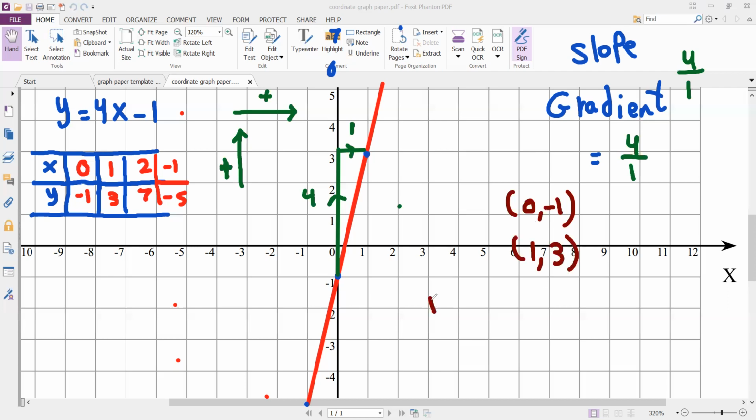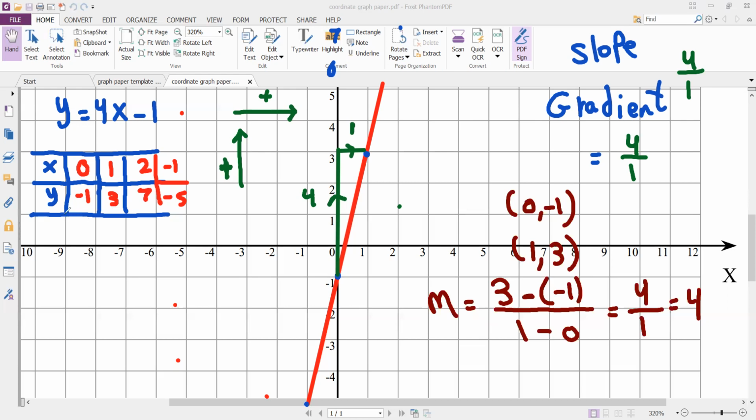Then find the gradient: m equals (y minus y) over (x minus x). So let's say 3 minus -1 over 1 minus 0. 3 minus -1 is 4, and 1 minus 0 is 1, so it's 4 over 1, which is 4. That's the gradient.